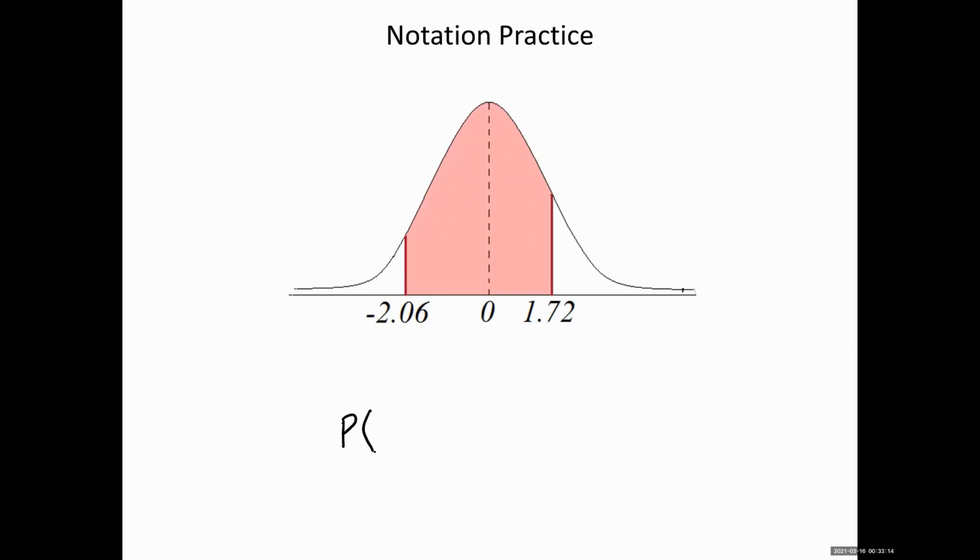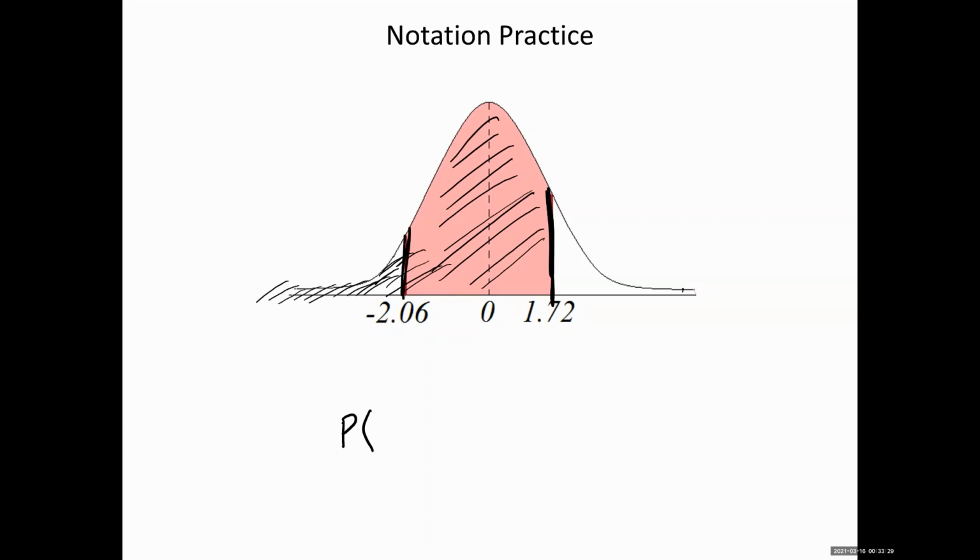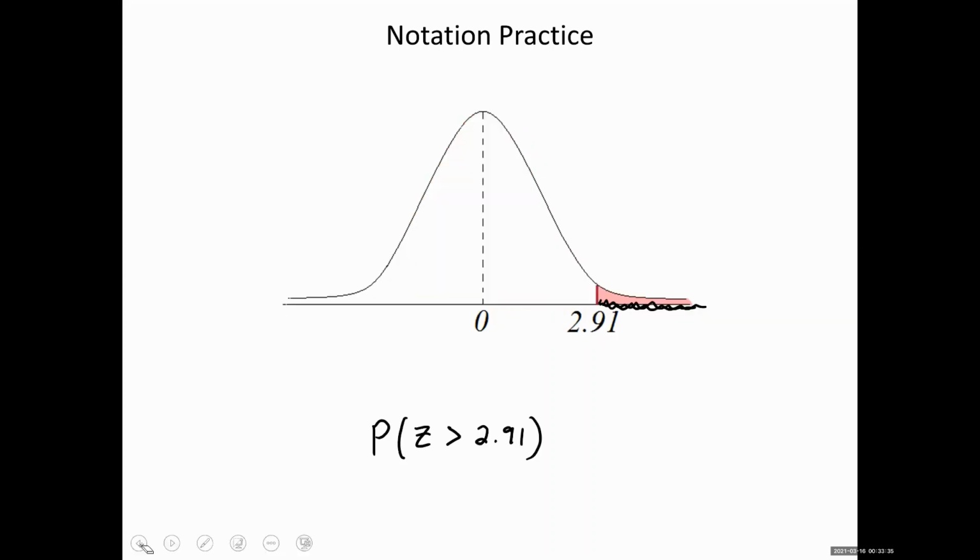You might say, Greg, we're shading to the left of 1.72. Yeah, the area that's shaded is to the left, but when I say area to the left, I mean it goes to the left forever. But this area stops at negative 2.06. We don't go less than that. That's not the area to the left. Let me go back to the previous slide. This area is to the right of 2.91. And when I say it's to the right, I mean it's to the right forever.